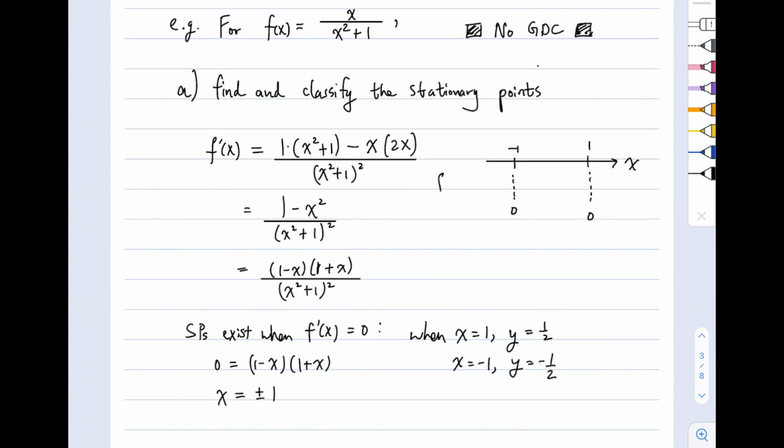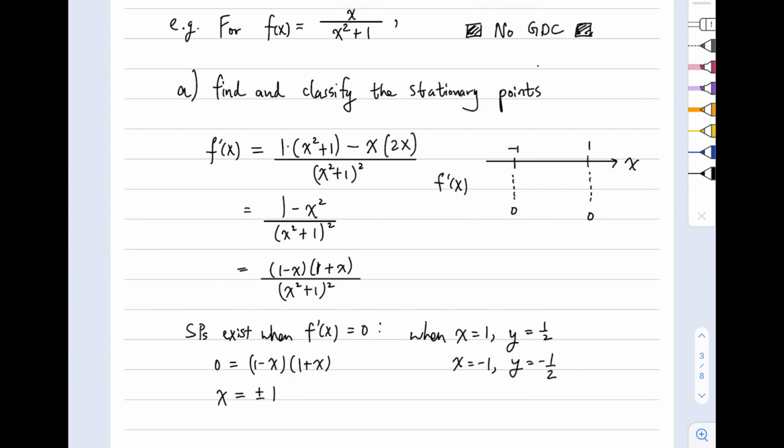And then what we need to do is figure out what the sign of the derivative is around those stationary points. So here we're just going to plug in a number to the left of -1, maybe like -2, and see what happens. If we plug in -2 into this factor, we get a positive, and then here a negative. Overall, we're going to get a negative.